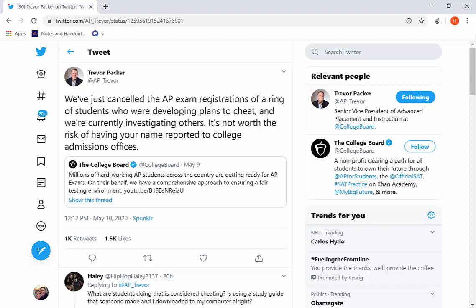So, I don't know exactly what technology they're using to figure out how students are cheating, but they've already caught them before the exams even started. This was yesterday at noon, so maybe it was even on for the Gov, right? This was right after the Gov exam. Oh no, Gov's today. I don't know what I'm thinking. So this was yesterday, before any exams were taken.